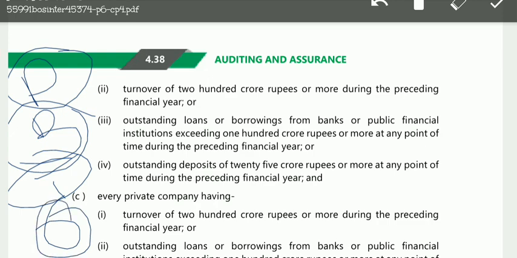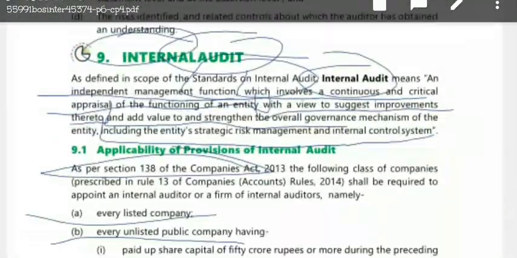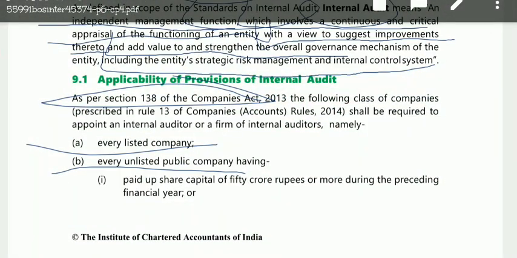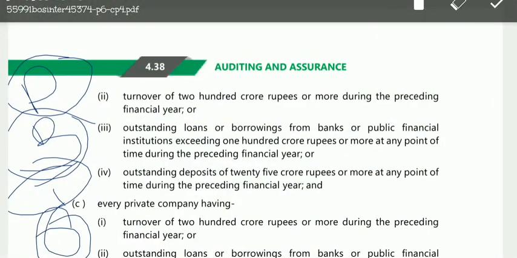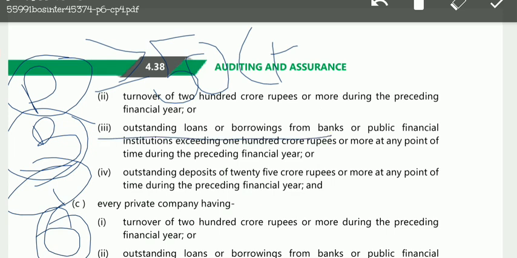Okay, so PBTO. Now, when the paid up share capital is 50 crore rupees or more during the preceding financial year, so if the paid up share capital is greater than or equal to 50 crores, then that particular unlisted public company has to appoint an internal auditor for conducting the internal audit. Similarly, when the outstanding loans or borrowings from banks or public financial institutions are 100 crore rupees or more at any point of time during the preceding financial year. So when the borrowings become greater than or equal to 100 crores. So P for paid up share capital, B for borrowings.